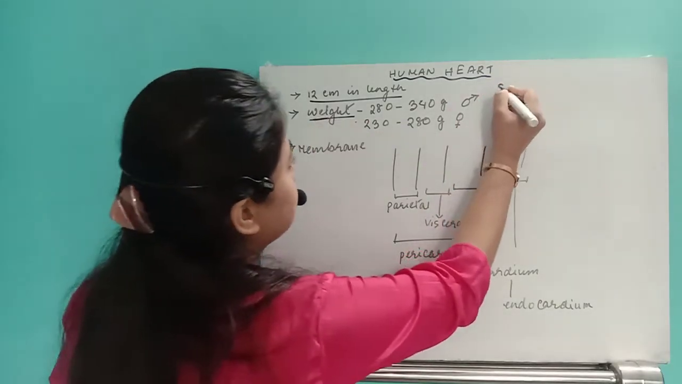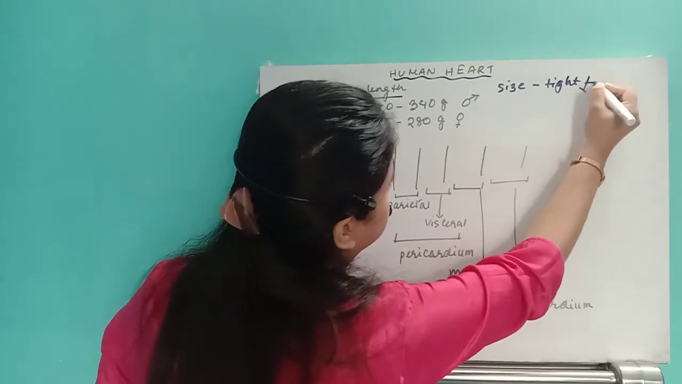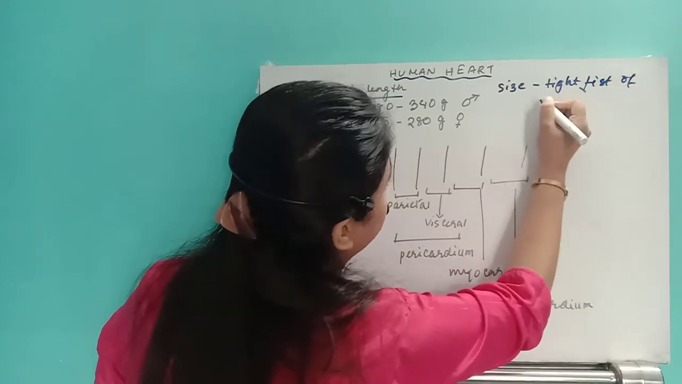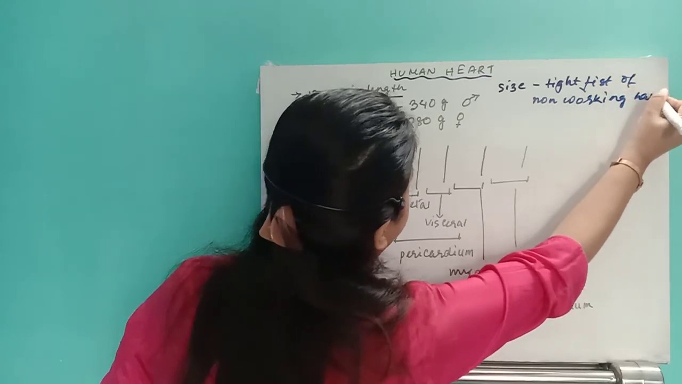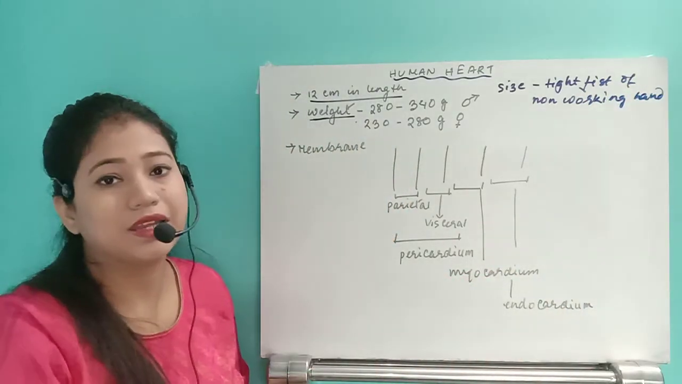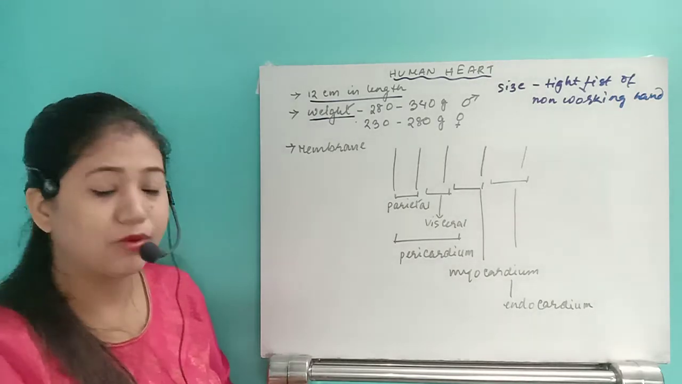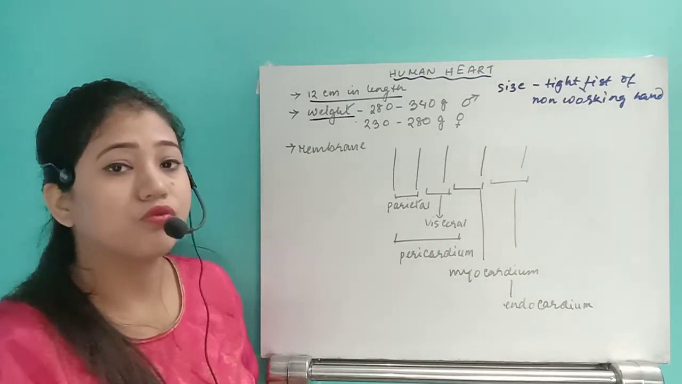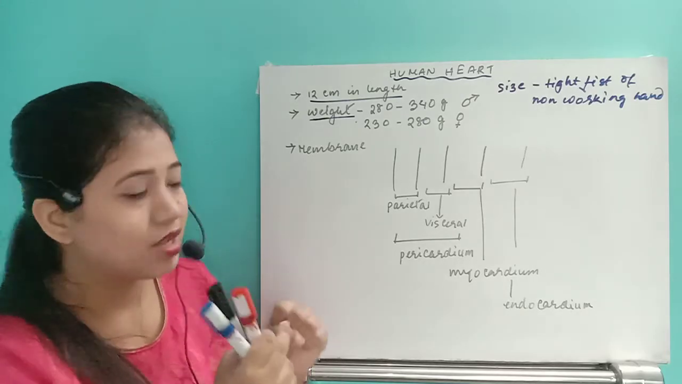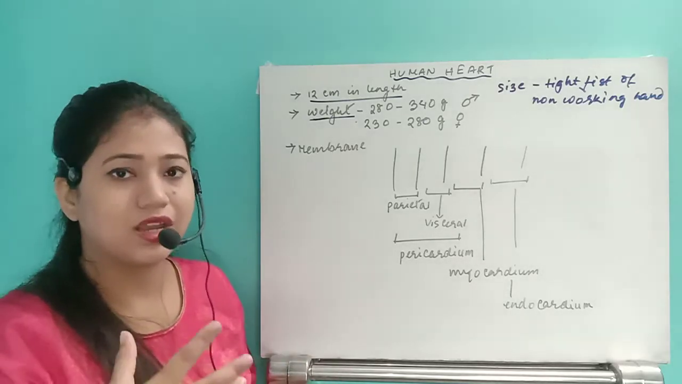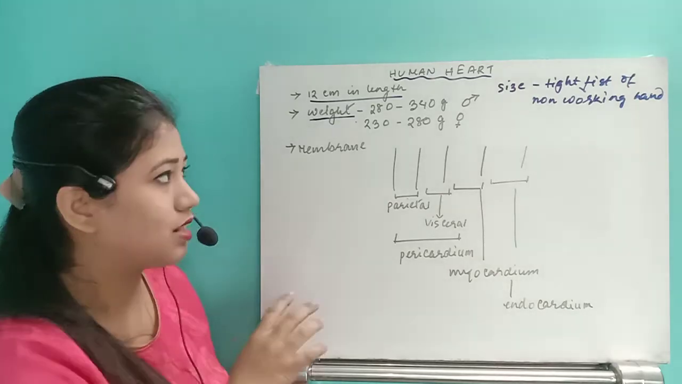If it comes to the size, the size is the tight fist of the non-working hand. You know what a tight fist is. Some people are lefty, some people are right-handed. Suppose I'm right-handed, my non-working hand, that means the left tight fist, is the size of my heart. For every person, the size is the tight fist of the non-working hand.